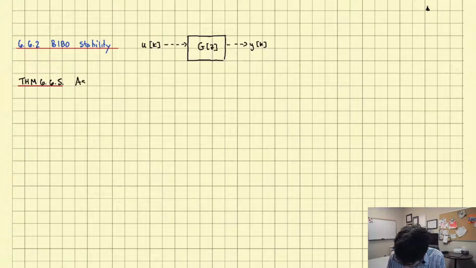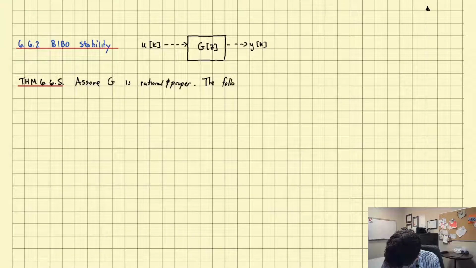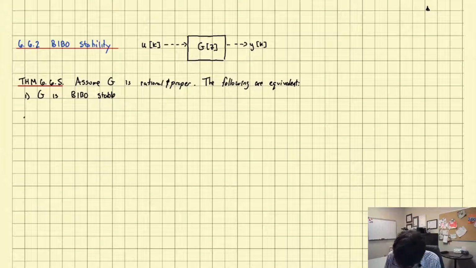Okay, so if you go back and look at your chapter 2 notes, you're going to see this is very much a mirror image. So assume G is rational and proper. The following are equivalent. So first, G is BIBO stable. Meaning every bounded input produces a bounded output in discrete time.